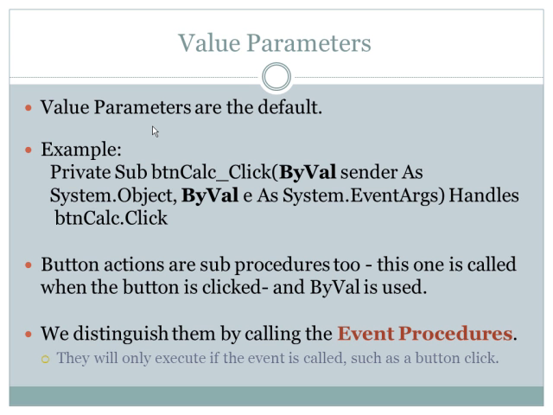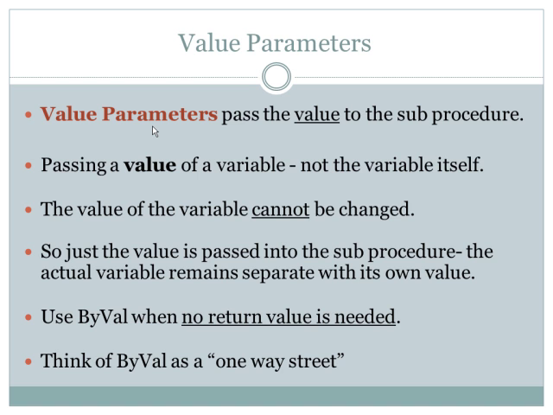Value parameters are the default. If you notice with the button clicks, you've seen these ByVal statements inside the parentheses whenever you've created them, and those are value parameters that are being sent. Now, again, those are event procedures, not the sub-procedures that we're going to be creating. However, they also use ByVal.